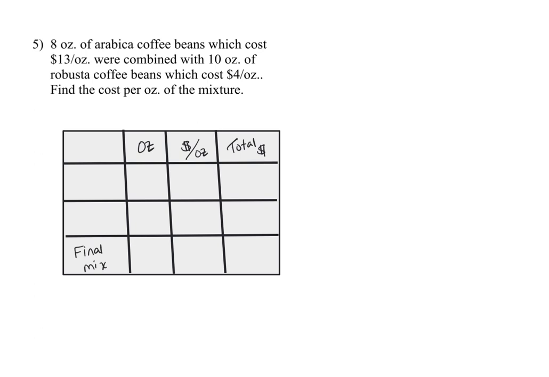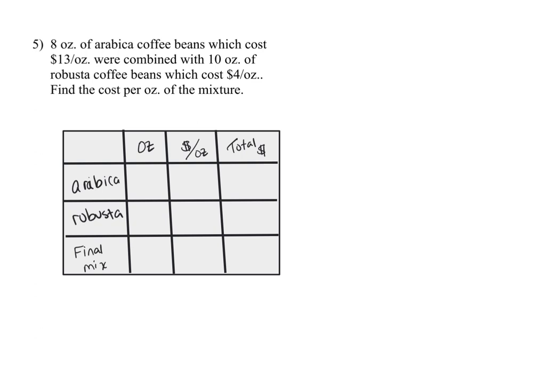8 ounces of Arabica, I don't know. Arabica? We're just going to say Arab coffee. Our first type of coffee, right? 8 ounces of that, which costs $13 per ounce, combined with 10 ounces of Robusta coffee, which costs $4 per ounce. So we have two things, right? We have our first coffee here, which we can't pronounce, but that's okay. And then we have our second coffee. We're all good.